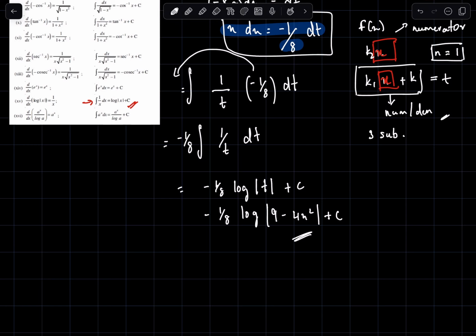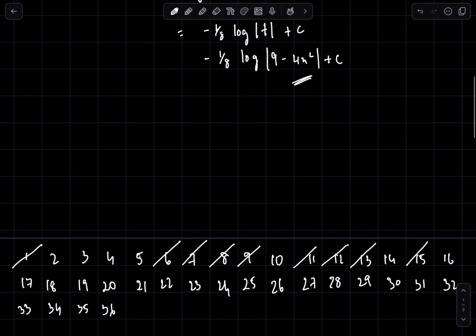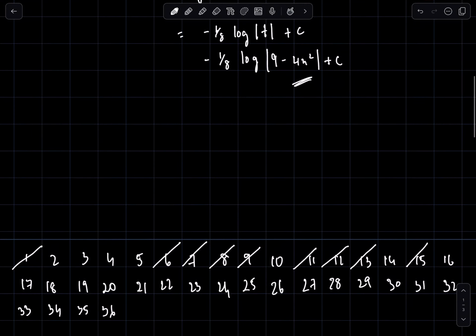Okay. So this was the last type of question with respect to x raised to the power n plus 1. So you had 9 unique questions. Remember, questions 1, 6, 7, 8, 9, 11, 12, 13, and 15 are absolutely the same.